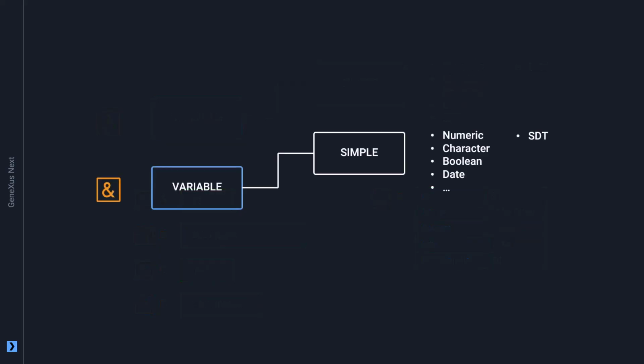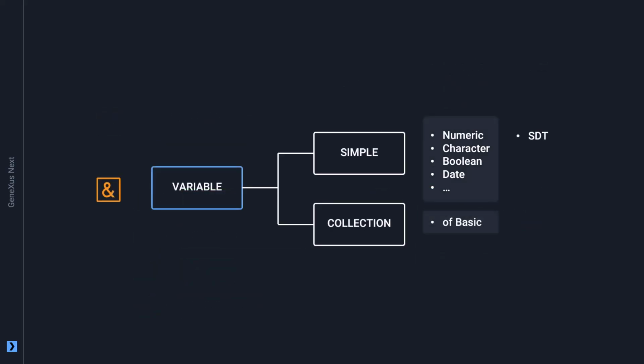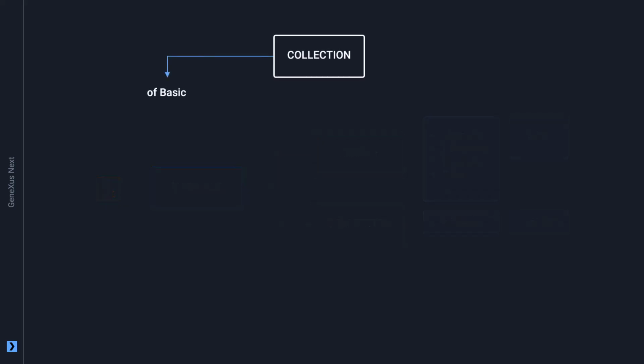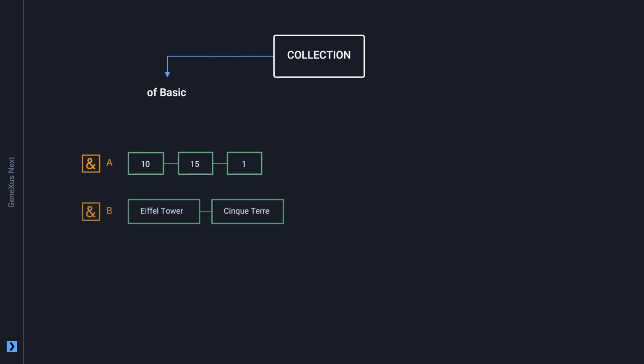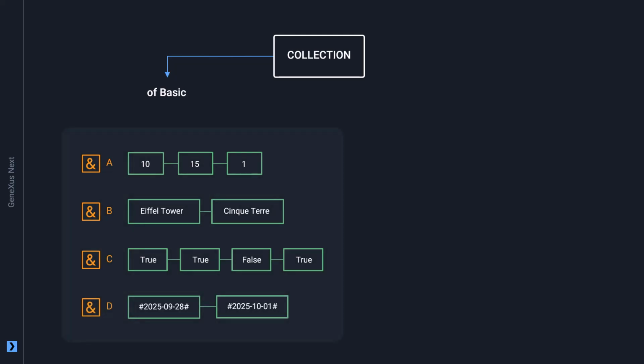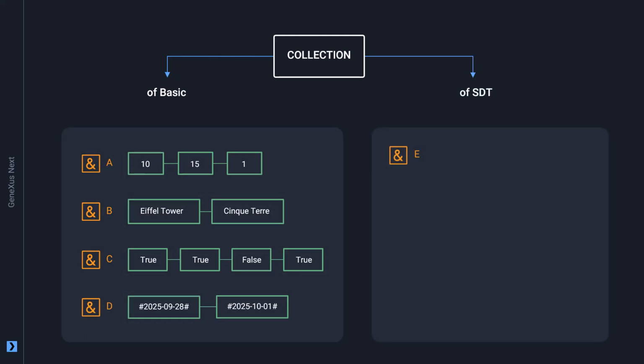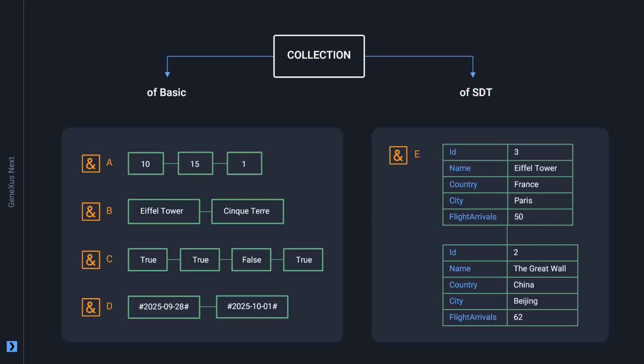But variables can also store collections of items, both basic and structured types. We can visualize it graphically like this. Variable A is a collection of 3 items of type numeric. B is a collection of 2 items of type character or varchar. C is a collection of 3 items of type boolean. D is a collection of 2 items of type date. And the E, on the other hand, is a collection of 2 items of type SDT AttractionInfo.